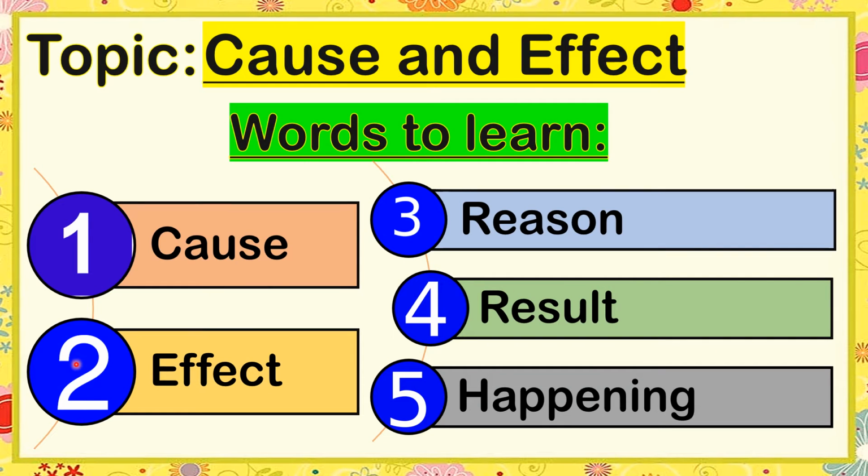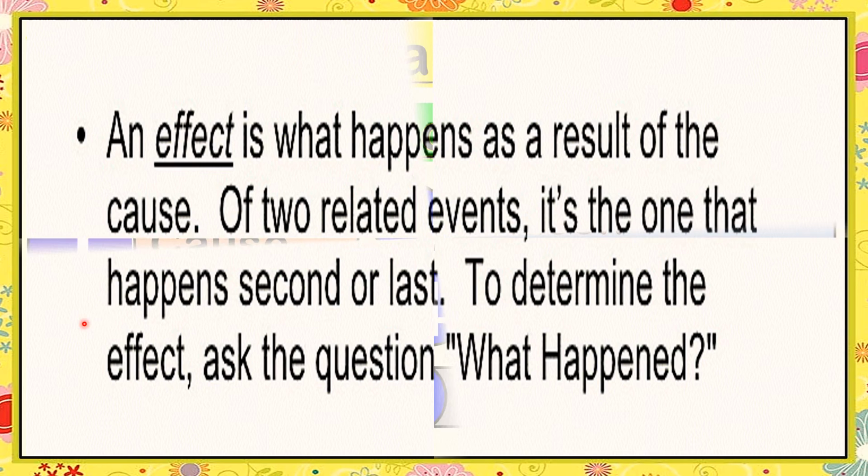Next, the second word, effect. An effect is what happens as a result of the cause. So by this sentence, class, you already know that cause happens first before the effect. Of two related events, it's the one that happens second or last. To determine the effect, ask the question, what happened?